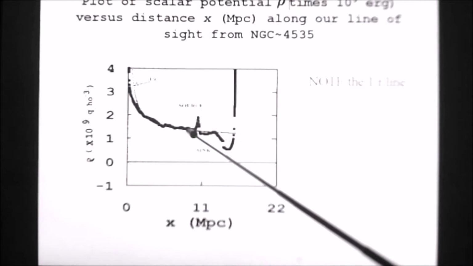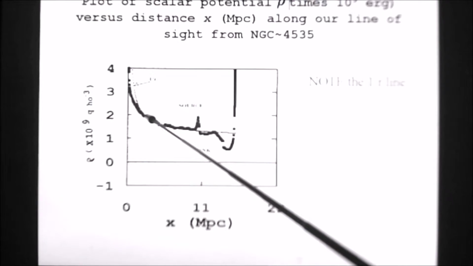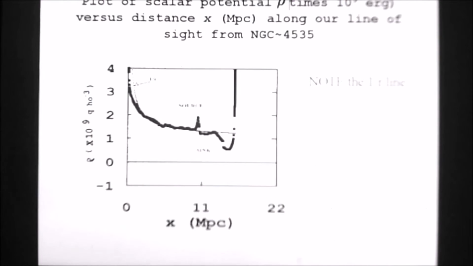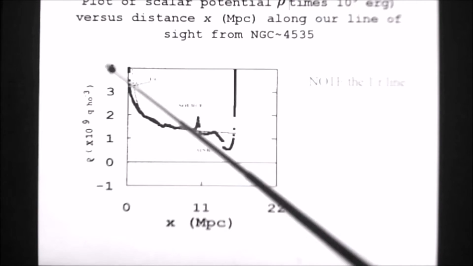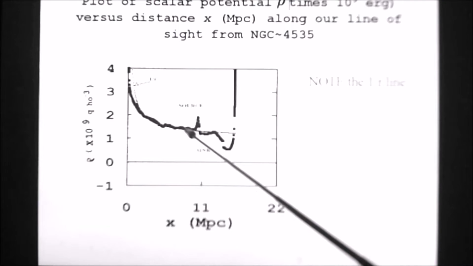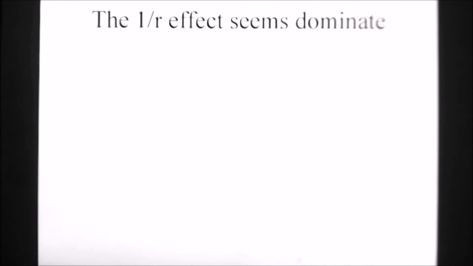Okay. After that, we have a long path of intercluster travel, and then a 1 over r relationship. This 1 over r is basically, the rho is proportional to 1 over r from our galaxy, and you can see how it fits the curve. Here's another galaxy, NGC 1326a, some elliptical galaxies, but other than that, the 1 over r curve seems to work. The 1 over r effect seems to dominate here.